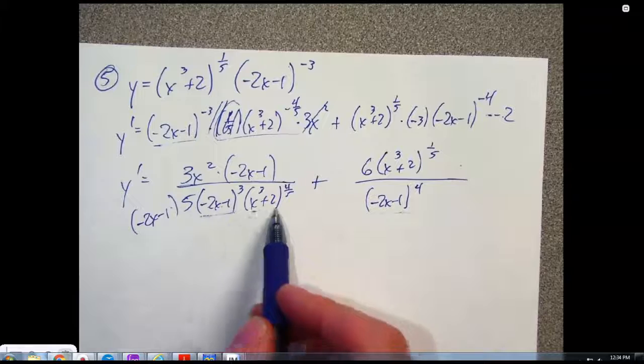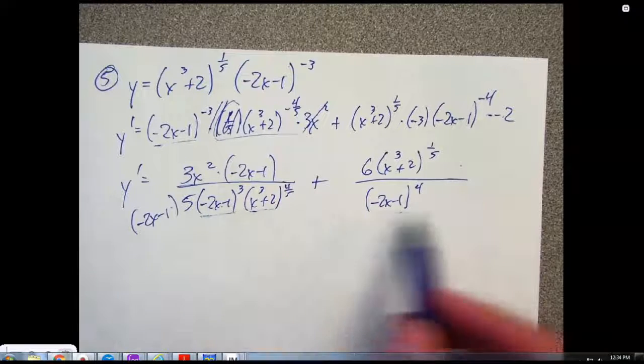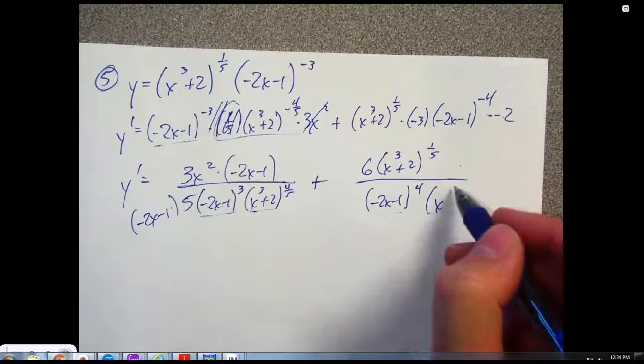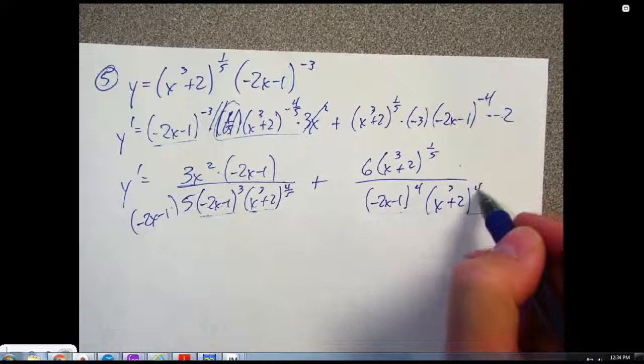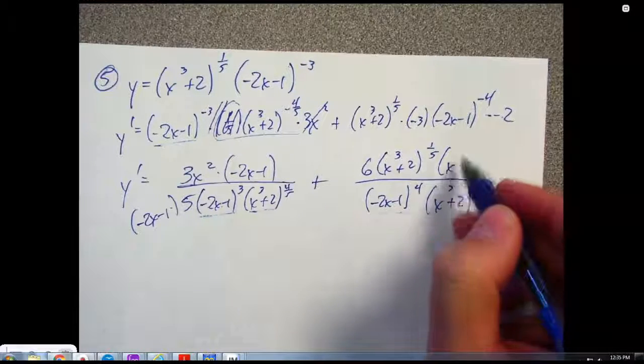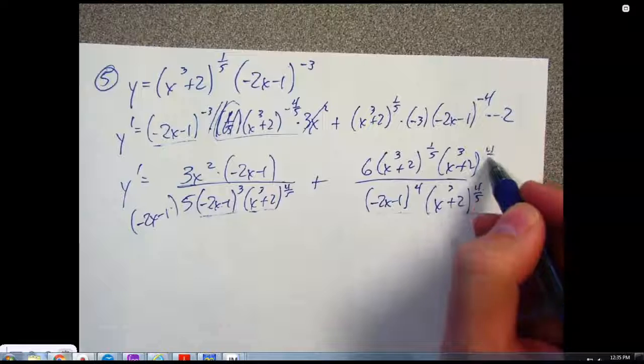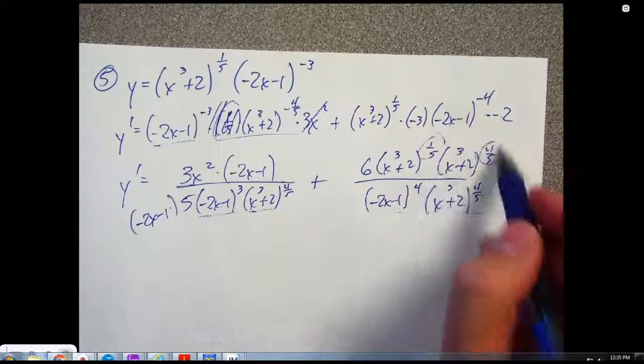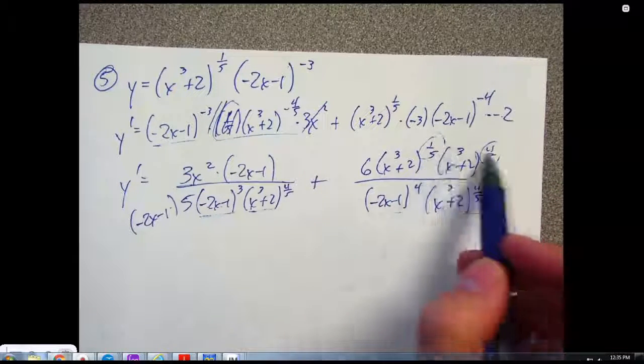And then the other issue is this guy. He just doesn't exist over here. So I'm going to go (x to the third plus 2) to the 4/5 over here. And to the 4/5 up top. And the nice thing there, and it always should work out this way, is when you multiply those together, you'll add these powers and you'll get 1.